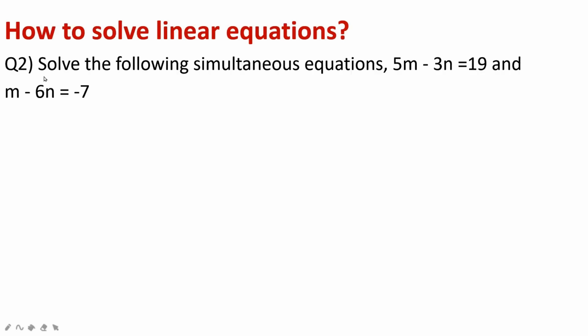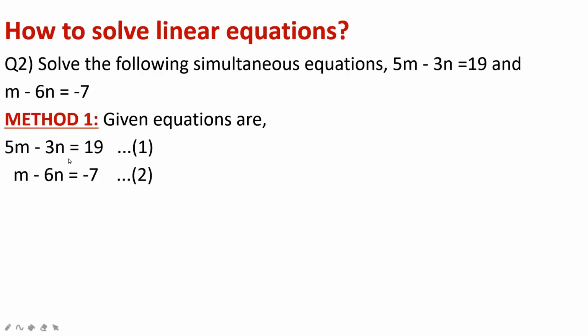The question is, solve the following simultaneous equations. 5m minus 3n is equals to 19 and m minus 6n is equals to minus 7. So what we have to do over here is we have to solve the two equations and we have to find the value of m and n. To solve the linear equations, we are having two methods and we will see both the methods one by one, and we will now start with the first method.